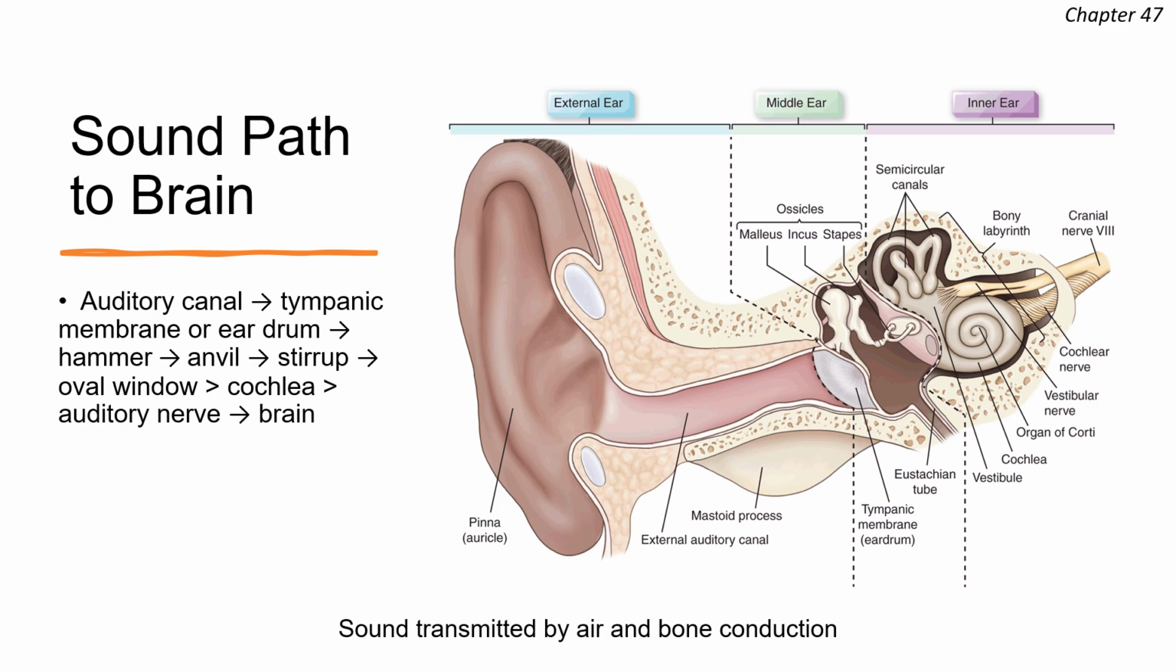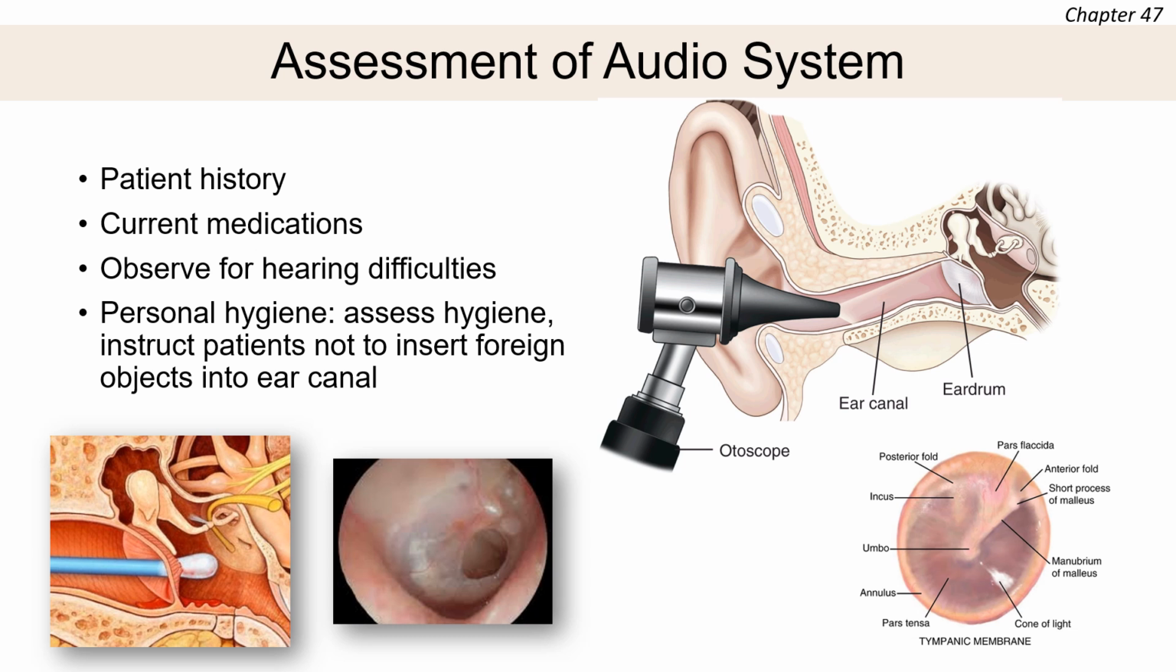Okay, so anything can happen along the way, and that's what we're going to talk about next. Assessment of our audio system. We're going to get a detailed patient history before the physical examination. During the assessment, it's important that we listen and ask questions about the patient's medical history, family history, and any medications the patient is taking, because that can affect hearing. We also want to pay attention to the patient's posture and facial expressions, because that can give you clues that the patient is having difficulty hearing.